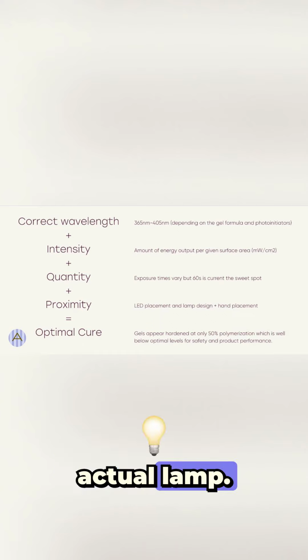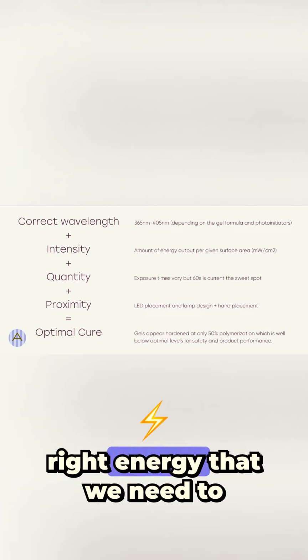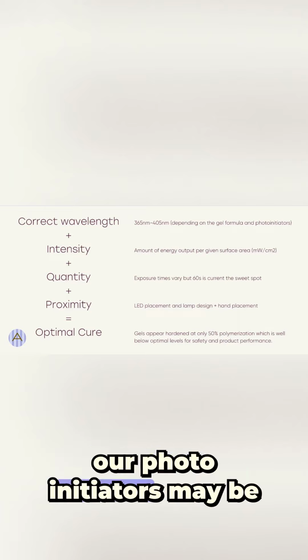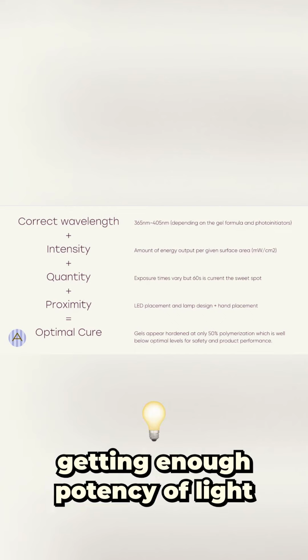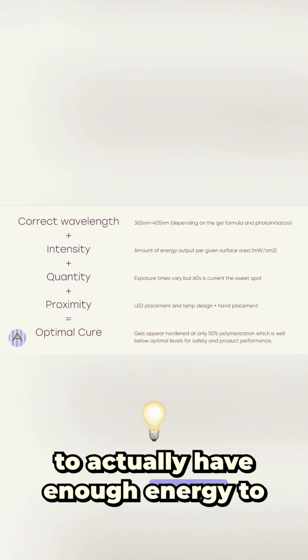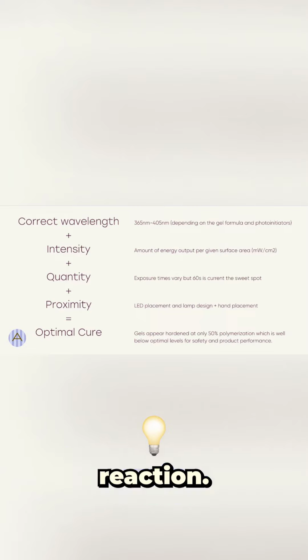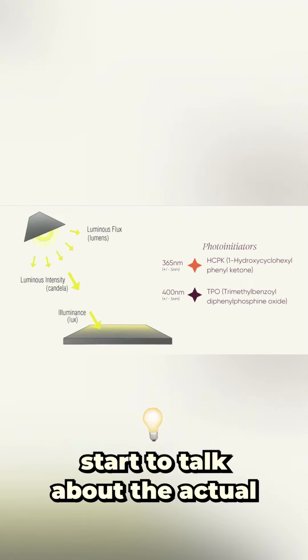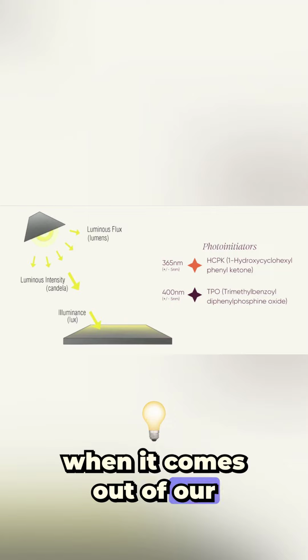So if the lamp is not efficiently converting that electrical current into the right energy that we need to cure our gels, our photoinitiators may be getting the right wavelength of light, but they may not be getting enough potency of light to actually have enough energy to complete the polymerization reaction. So this is where we can start to talk about the actual quality of light or potency of light when it comes out of our nail lamp.